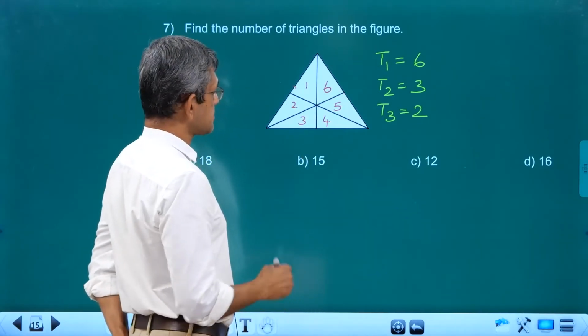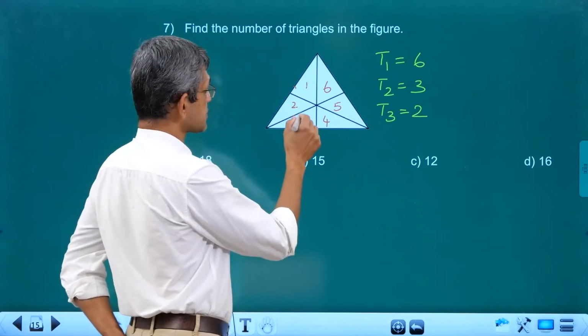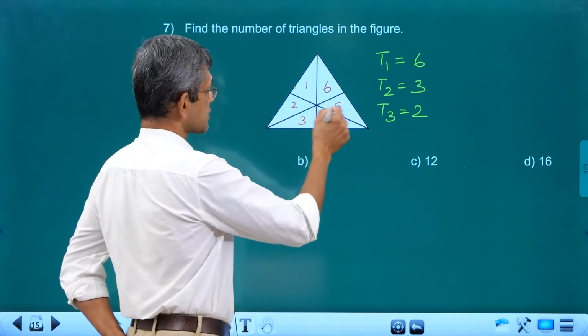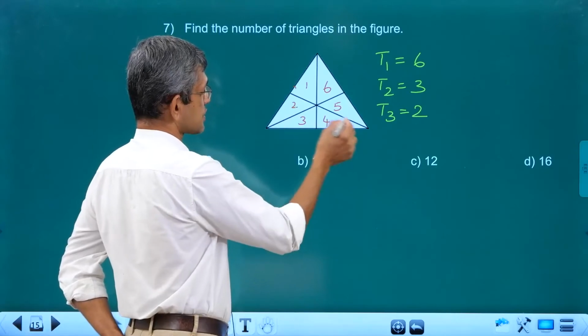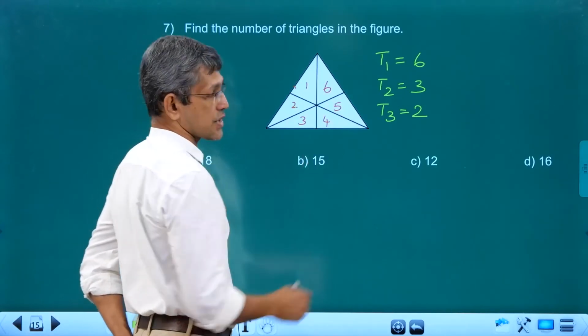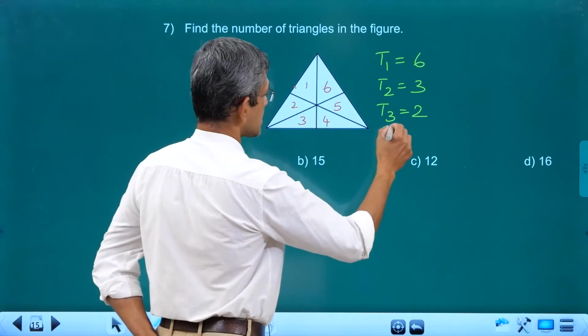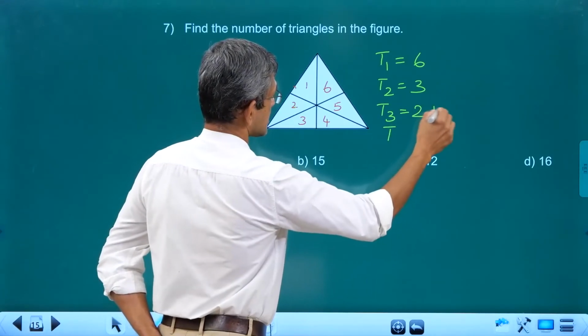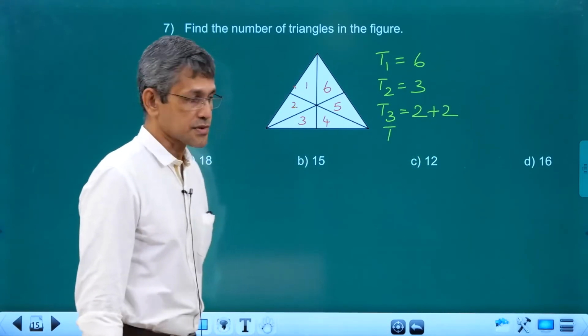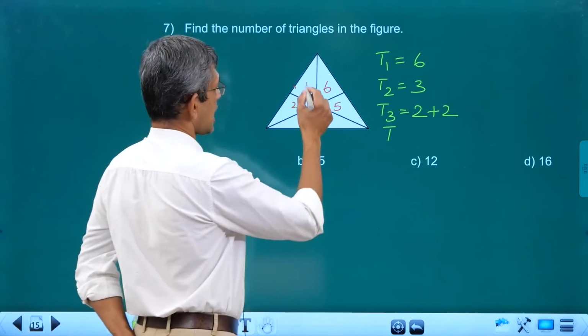Any other possibility? Definitely, we have 2, 3, 4 and 1, 6, 5 triangles. So 2, 3, 4 is a triangle. 1, 6, 5 is another triangle. So how many are there? Yeah, it is actually 2. 3 pieces together. So 2, 3, 4 and 1, 6, 5.